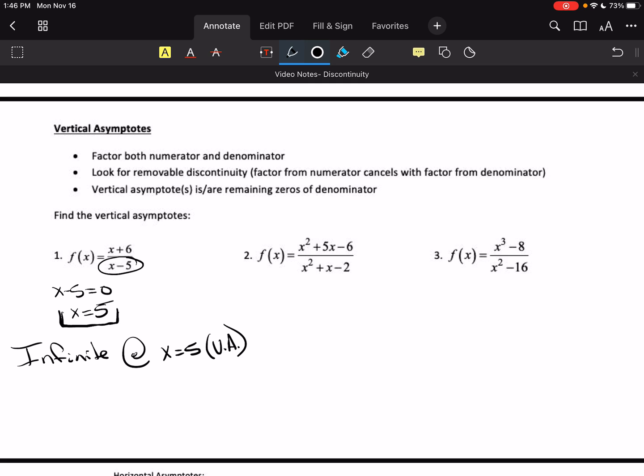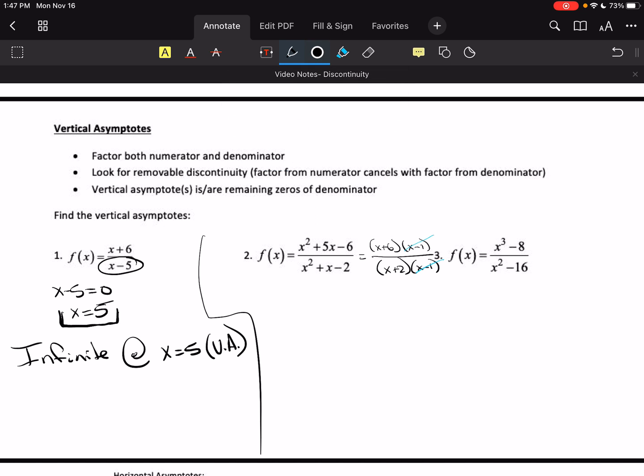All right. Let's look at number 2. So again, start by factoring everything. So factors of negative 6 that add to 5. That would be x plus 6, x minus 1. On the bottom, factors of negative 2 that add to 1, we would have x plus 2, x minus 1. Now I see I have an x minus 1 on top and bottom. So this is going to have a removable discontinuity, and it's going to have an infinite discontinuity. So we're going to find both.